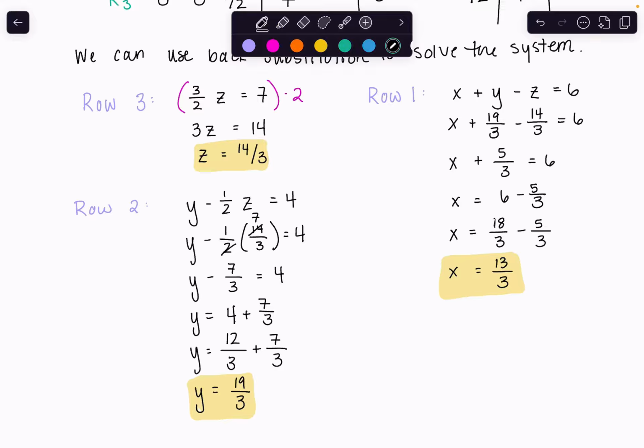So I have my 3 variables, I have that solution. I don't need to write this next thing, but you can if it wants it as a coordinate pair. My x coordinate is 13 over 3, my y coordinate's 19 over 3, and my z is 14 over 3. Okay, so that is the point of intersection between these 3 lines.